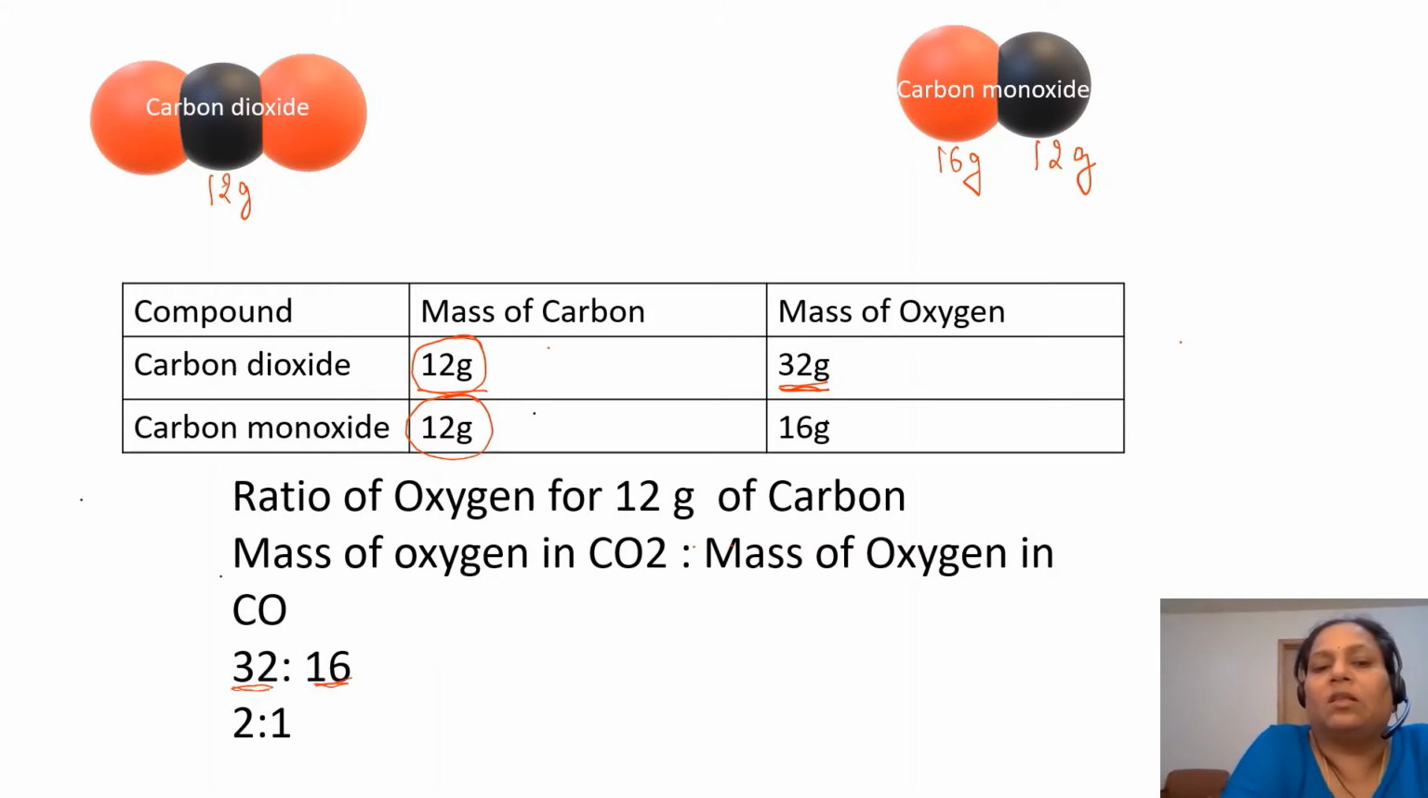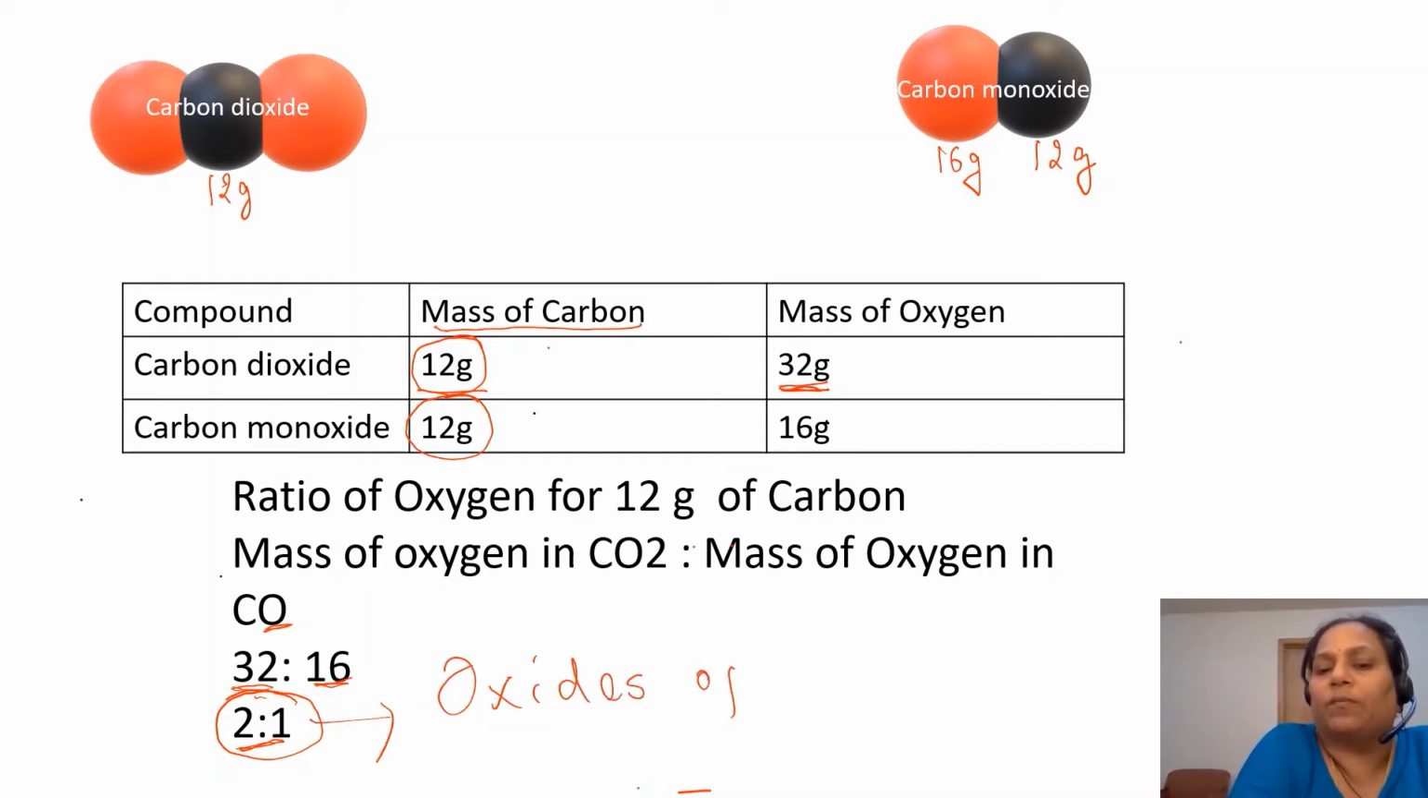So the mass of oxygen in carbon dioxide to the mass of oxygen in carbon monoxide is 32 to 16. This will work out to be 2 to 1. So the ratio of the second element, that is oxygen, combining with a fixed mass of the first element, what is the first element? Carbon, which is 12 grams. That ratio is in simple whole numbers, which is 2 to 1 in the case of the oxides of carbon. This is the law of multiple proportion.